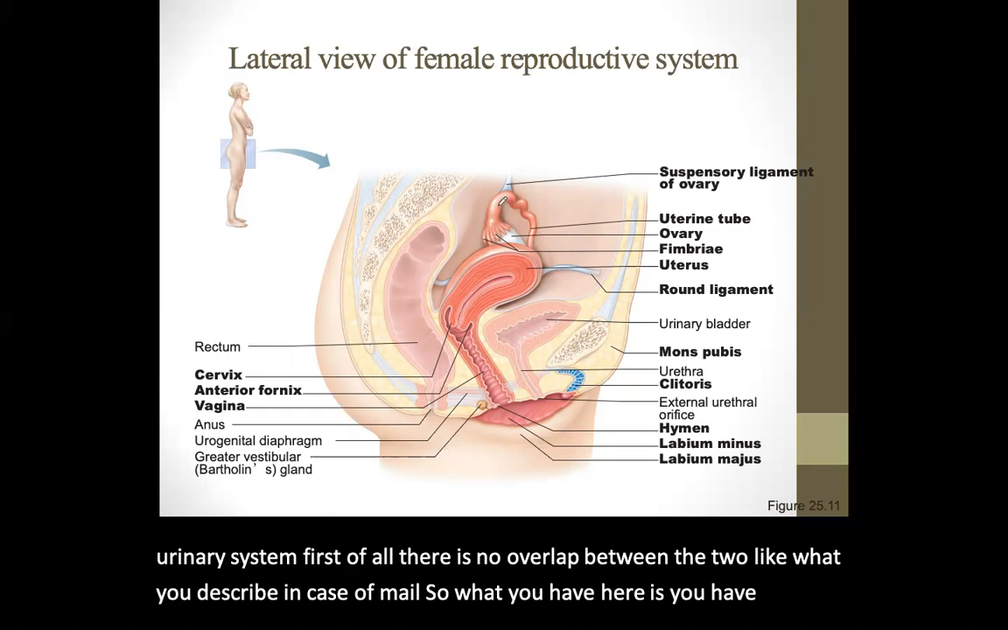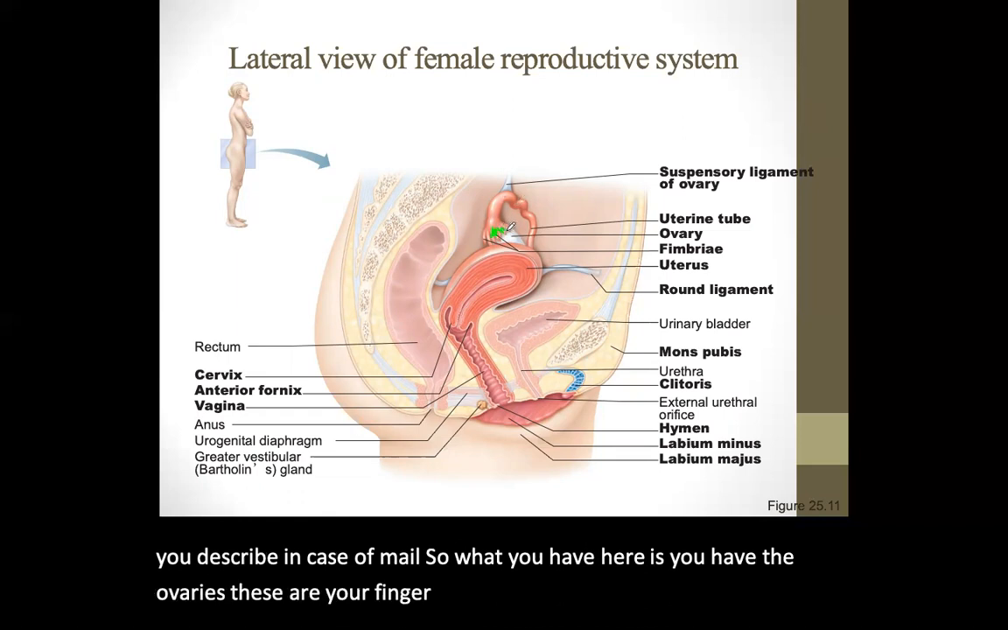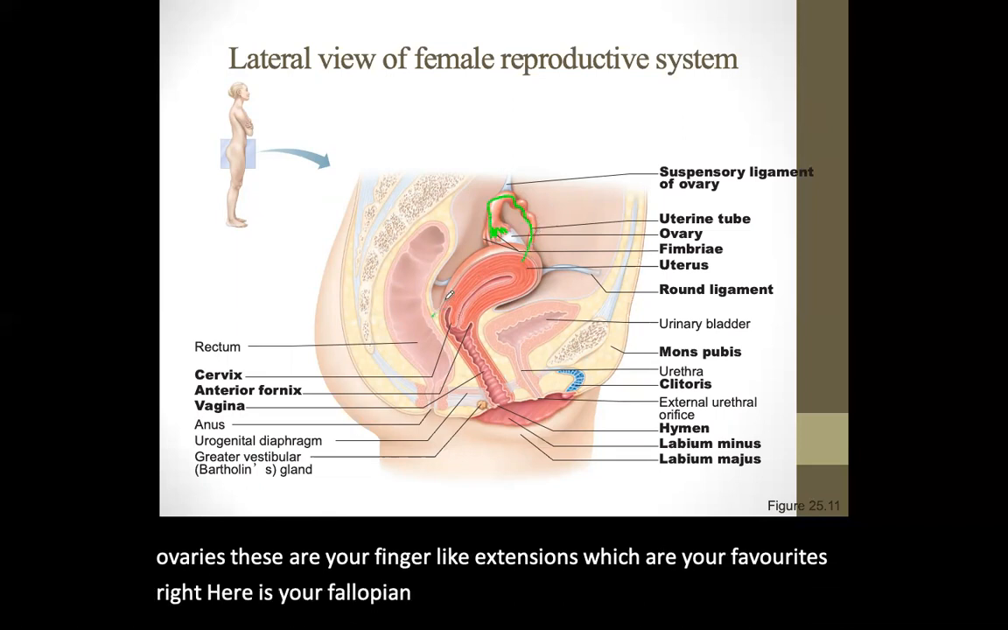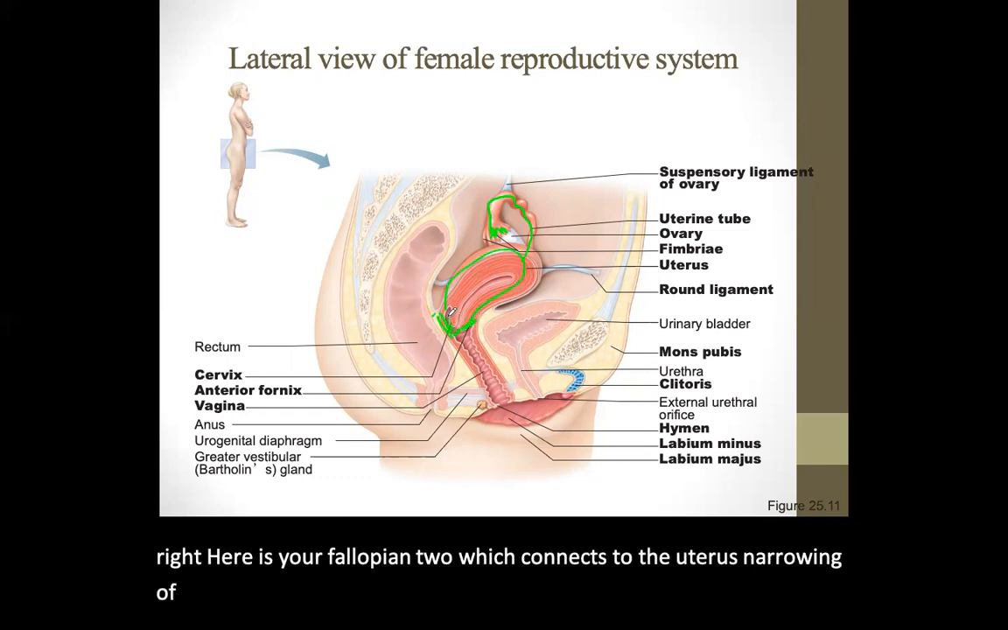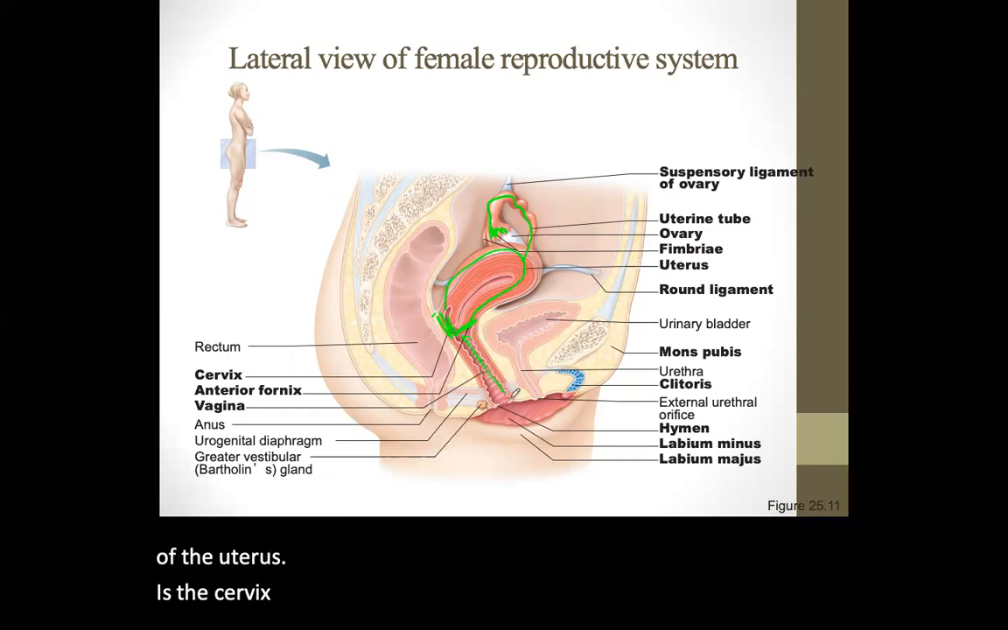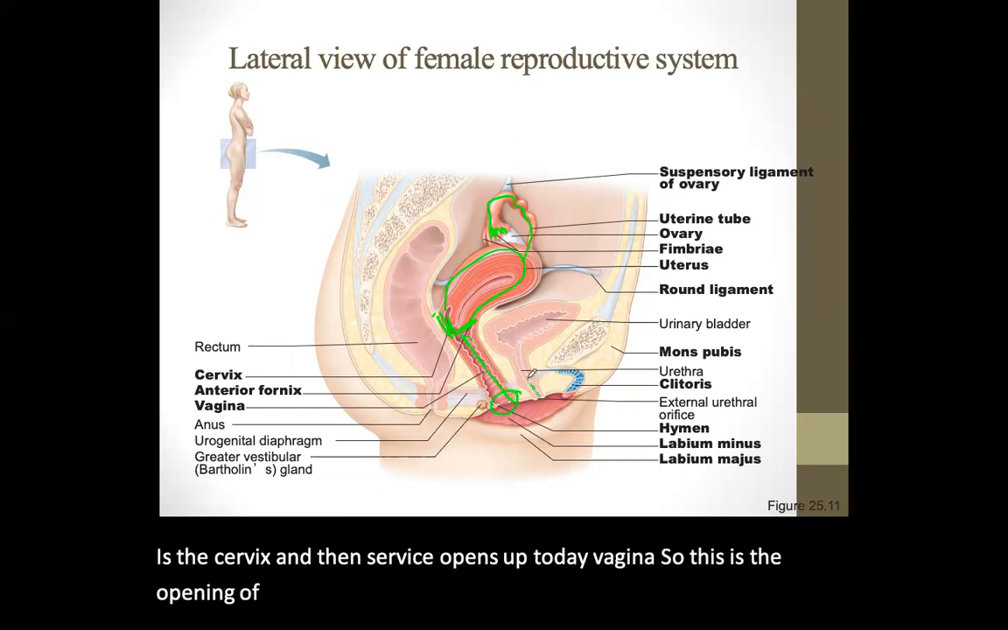These are your finger-like extensions, which are your fimbriae, right? Here's your fallopian tube, which connects to the uterus. Narrowing of the uterus is the cervix, and then cervix opens up to the vagina. So this is the opening of the vagina, which is posterior to the urethra. Here's the urethra, and anterior to the rectum.